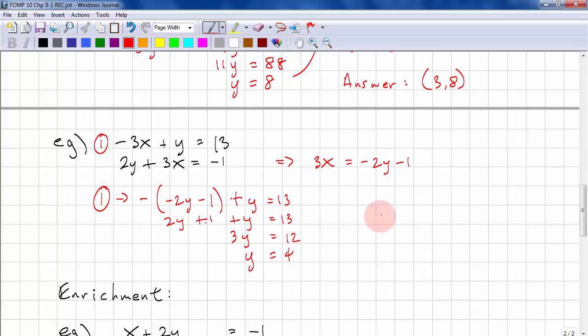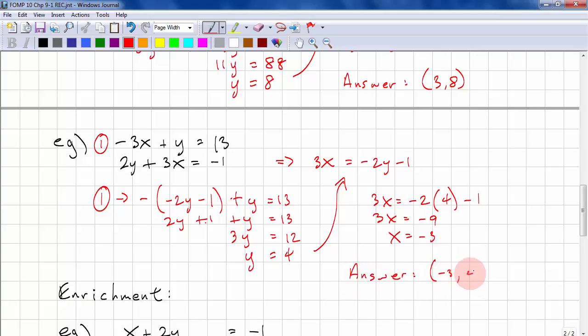We substitute it back into here. 3x equals negative 2 times 4 minus 1. 3x equals negative 8 minus 1, that's negative 9. X equals negative 9 divided by 3, that's negative 3. And we write our answer, negative 3 and 4.